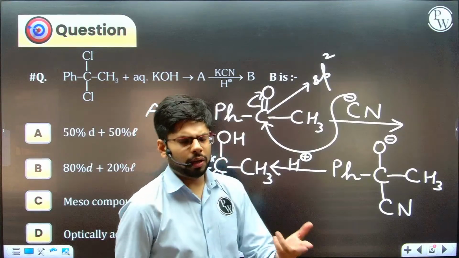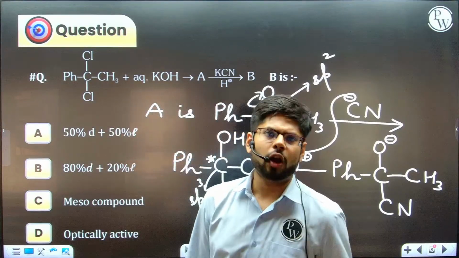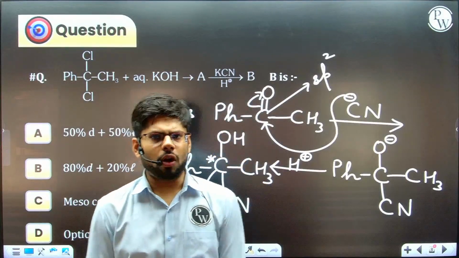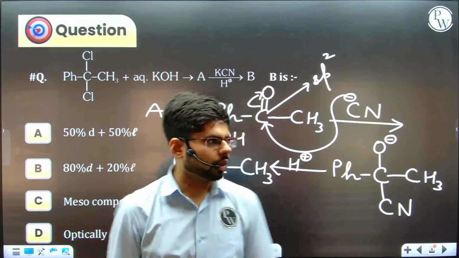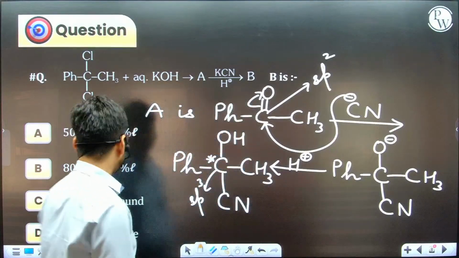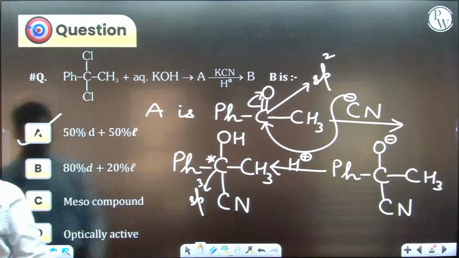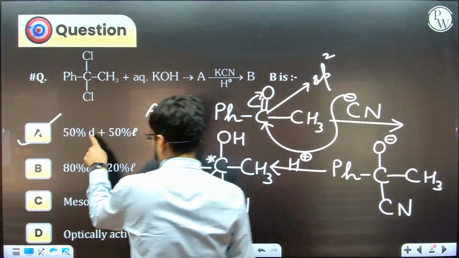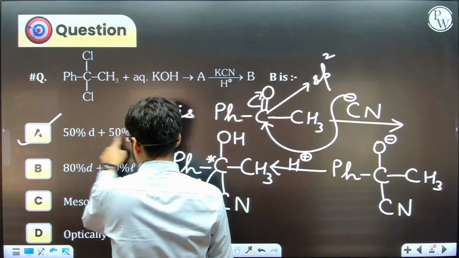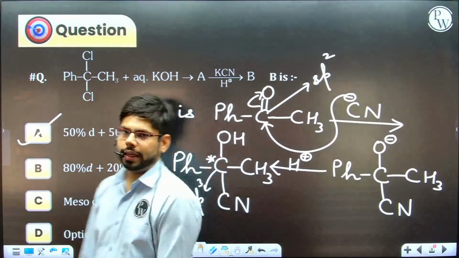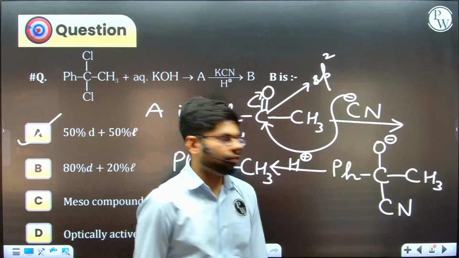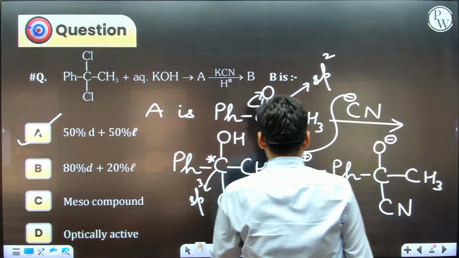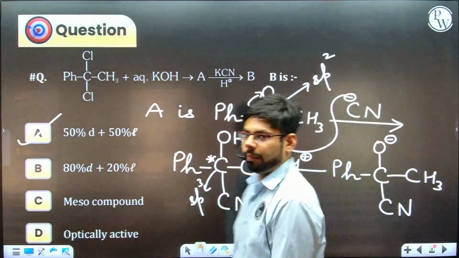What does that mean? This means that we will obtain a mixture of 2 products. Such a mixture is called a racemic mixture because both the enantiomers will be present in equal quantities, and so A is the correct answer. 50% D and 50% L. That means this is dextrorotatory and this is levorotatory, right? Both the enantiomers are present in equal quantities because this carbon is now chiral, and we will obtain a mixture.